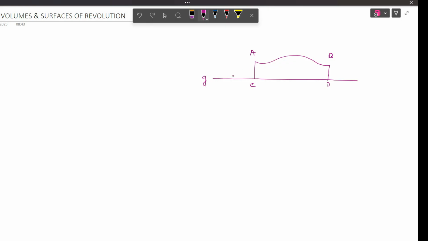Now, if we consider a region R enclosed by the curve AB, the line G and the lines AC and BD. Now, this region R is revolved. Let us say this is the region R, and this region is revolved about G. If we revolve this region about this line, then we will get a solid.